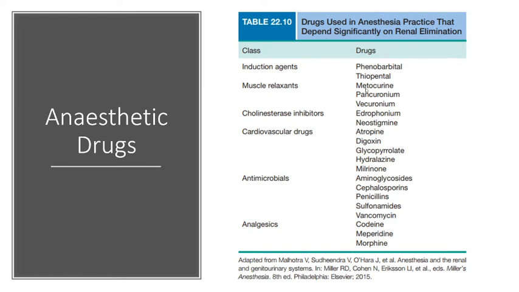this next page looks at drugs used in anaesthetic practice that depend significantly on renal elimination. Just to look at muscle relaxants here. So atracurium is probably your drug of choice because it doesn't rely on metabolism to the same extent as rocuronium, but rocuronium isn't metabolized by the kidneys, mainly hepatic metabolism.